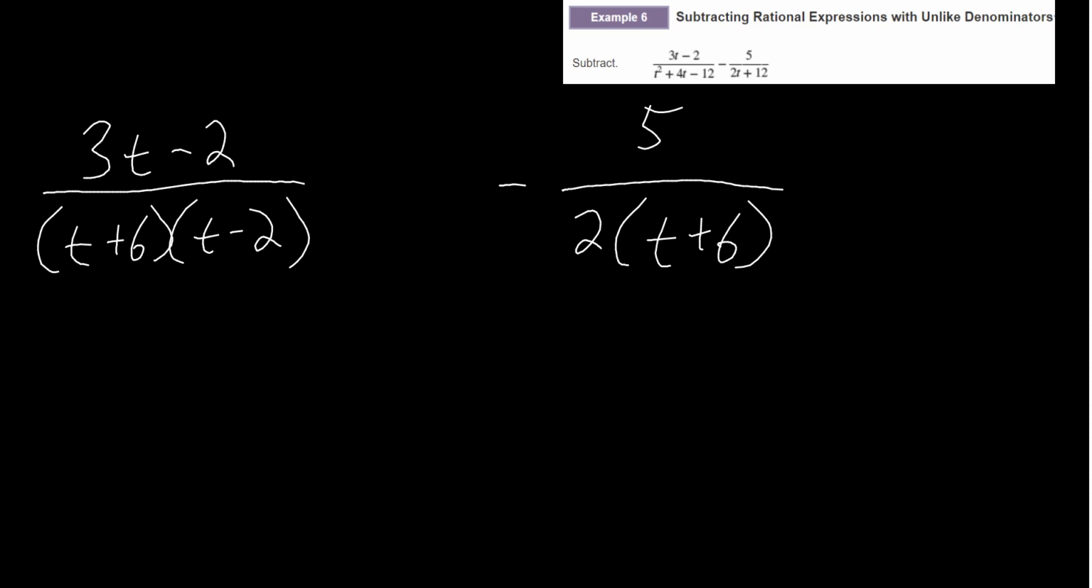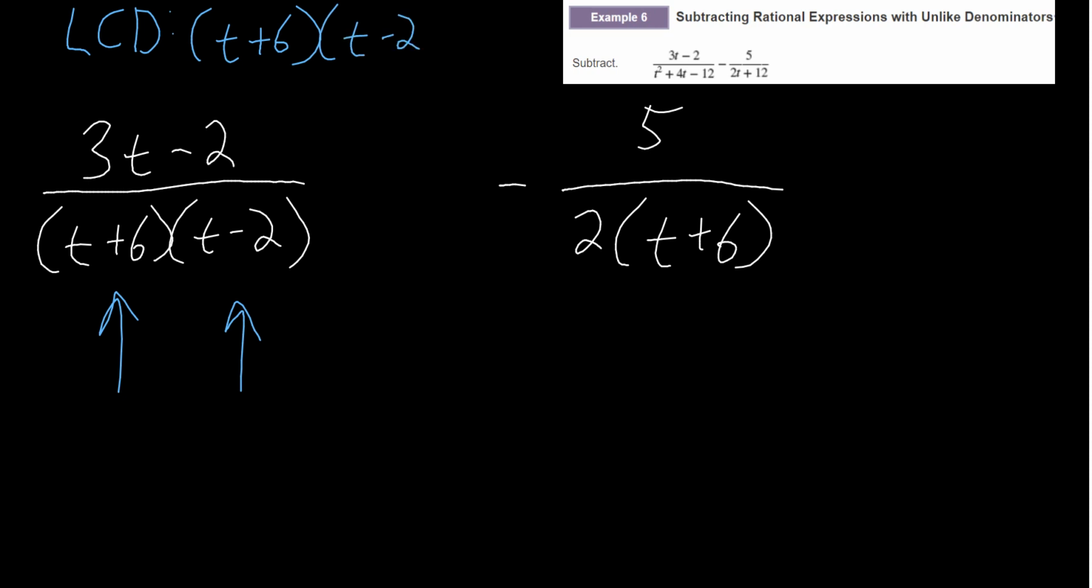Okay. So my least common denominator, we're going to put it up here in a different color. Least common denominator is, it looks like, so I look at factors. I have a t plus 6. Okay, so a t plus 6 is one of the factors of the least common denominator. Then a t minus 2. And a 2. And then a t plus 6, but I've already said t plus 6, so I don't have to rewrite it.